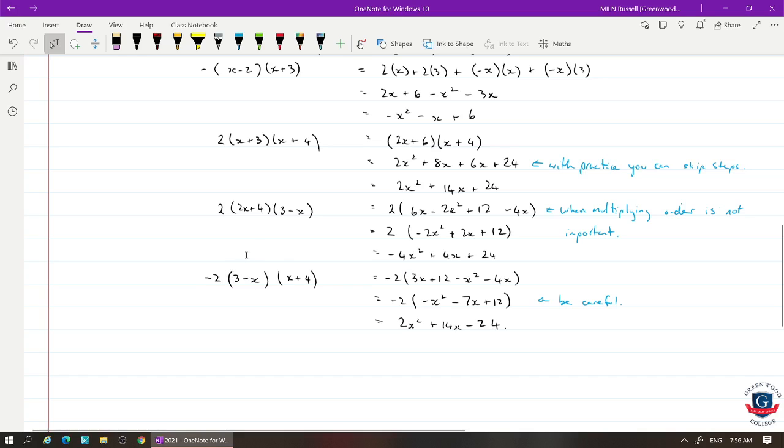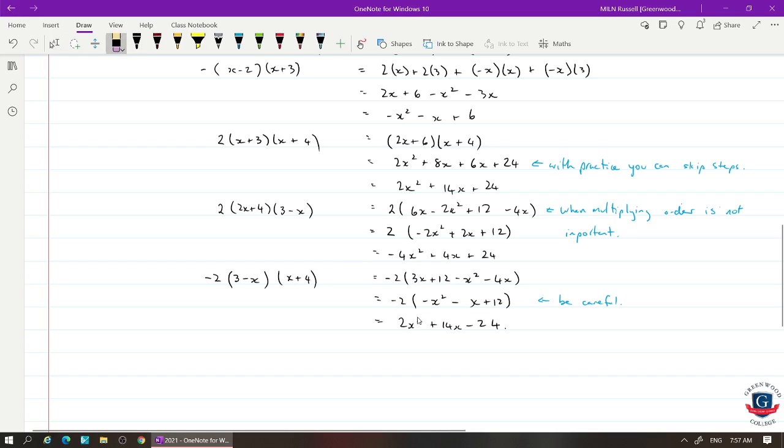3x, 12, negative x squared, negative 4x, multiplying the negative 2 through the bracket. Simplifying the middle first. X squared to the front. Here's a mistake. 3x take 4x is negative x. And leaving 12 on the end.